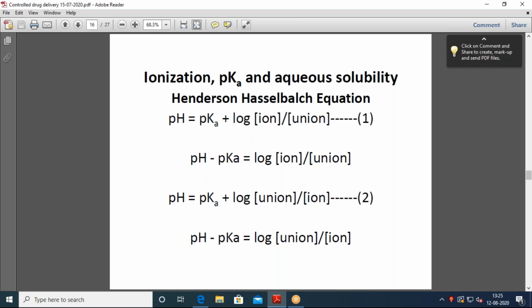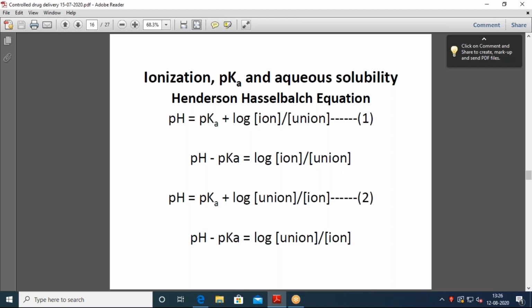Is it clear? Are you able to understand? Yes or no? Yes, sir. These are all the basics. Is it clear? Once this gets embedded in you, you will not forget it lifelong.